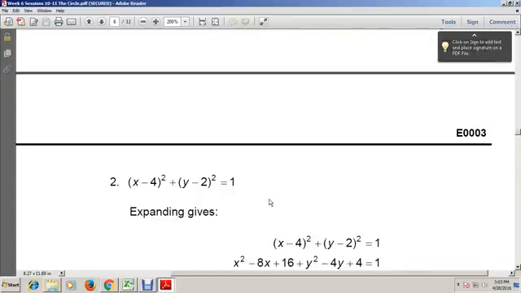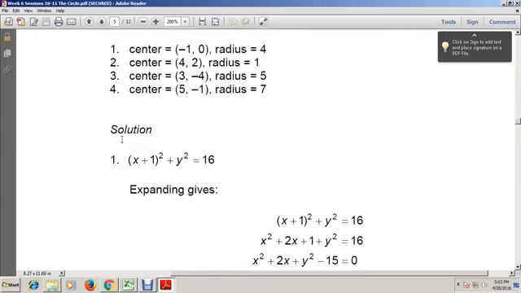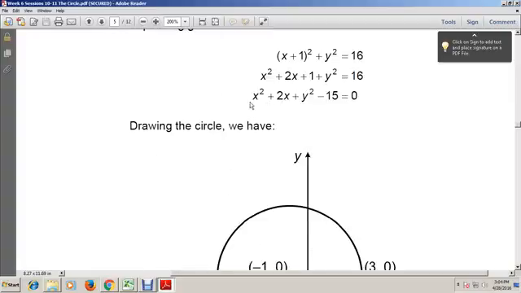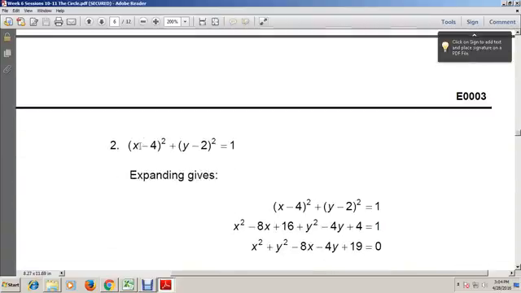Okay, so let's have example number 2. We have the center at (4, 2) and the radius equal to 1. Substituting the values of h and k, 4 and 2, and the radius in our standard form, we have (x minus 4) squared plus (y minus 2) squared is equal to 1 squared, which is 1. So this becomes (x minus 4) squared plus (y minus 2) squared equals 1 as the standard form of the equation of the circle.